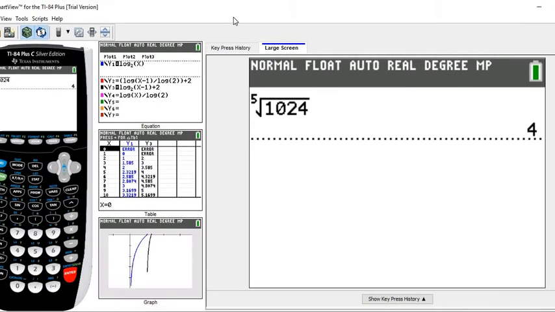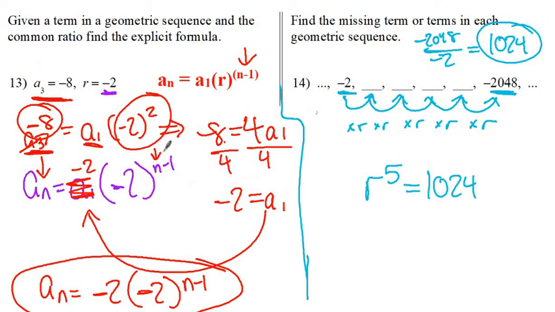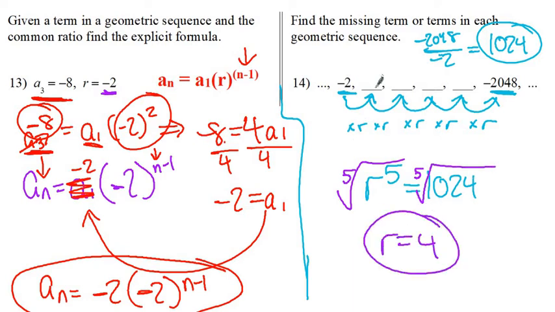It's off screen, so let me just move it. You can see it is equal to positive 4. Okay, so that is our common ratio. Whatever we do to one side, the 5th root, we have to take on the other side. So r is equal to 4. So now to fill these in, all we have to do is multiply each of these by 4 down the line.